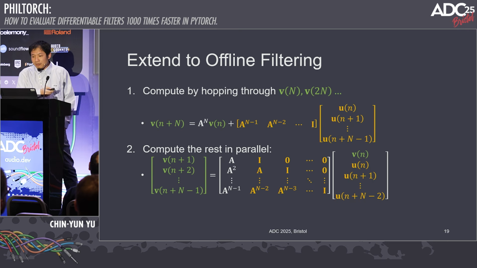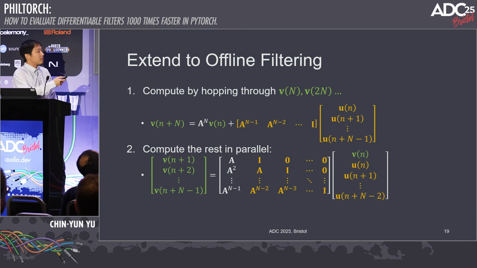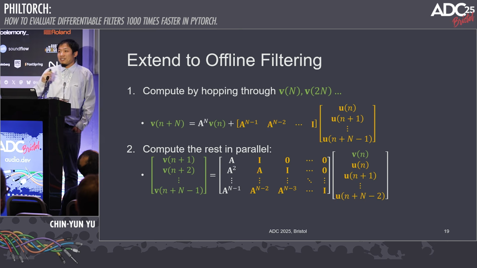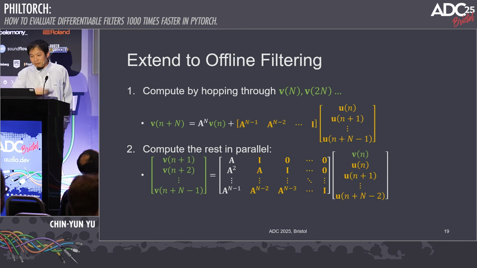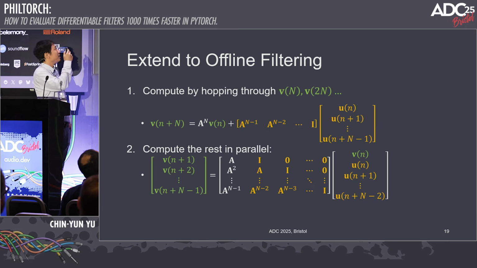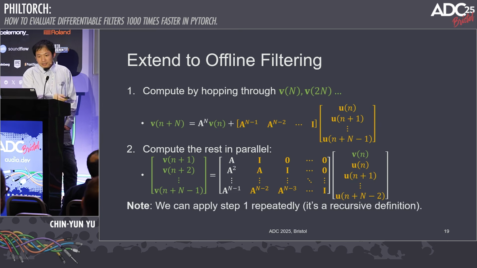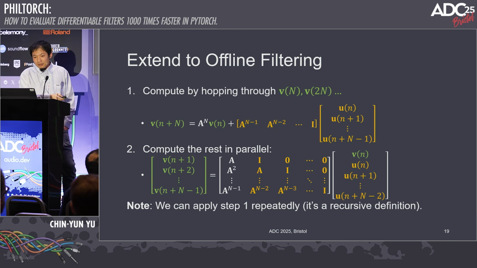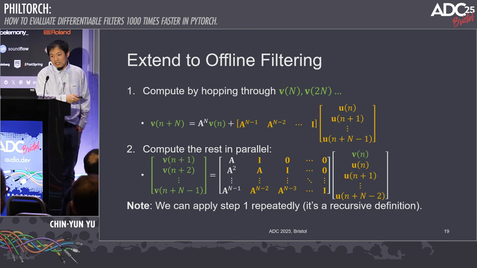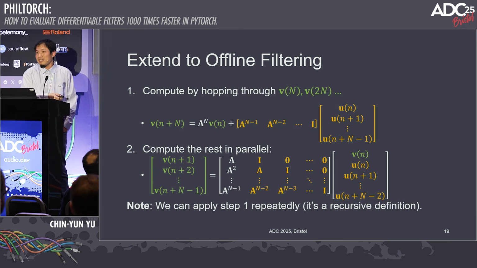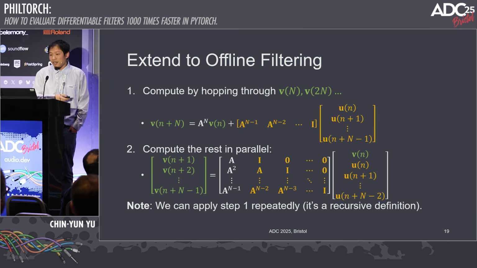And by the way, you should notice something in step one. So what's step one? It's a recursive filter, right? And we are talking about accelerating recursive filter. Can we apply the same technique and solve the step one recursive filter again? Sure. So actually, this offline version algorithm can be applied recursively to reduce the recursion step even further.